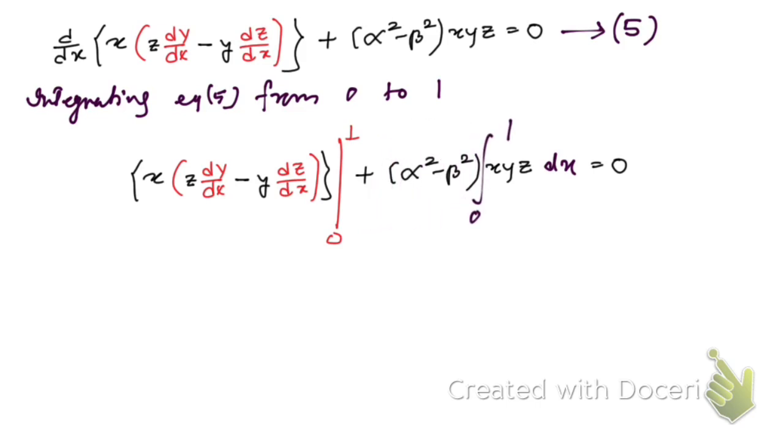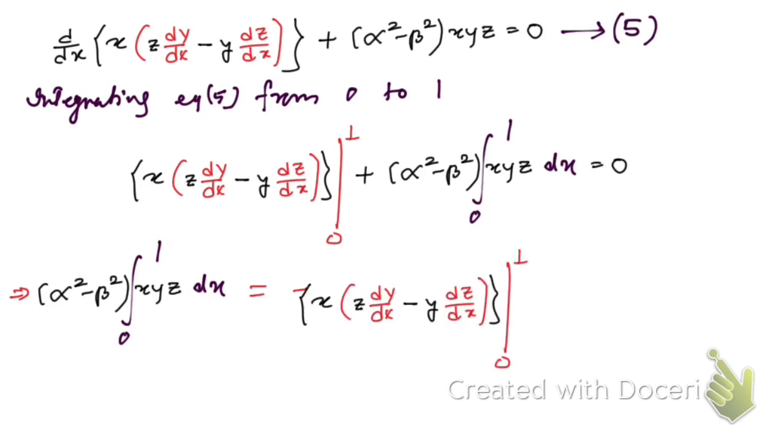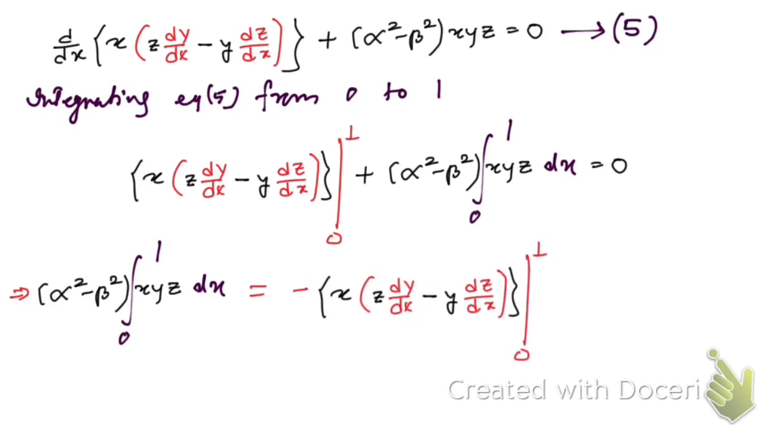Okay, so hope you have understood this. So this implies that, let me write this one on the left hand side. This is equal to minus this, right? If you make it positive, then you have to multiply by minus here. Then this minus of alpha square plus minus beta square is going to be beta square minus alpha square, right?